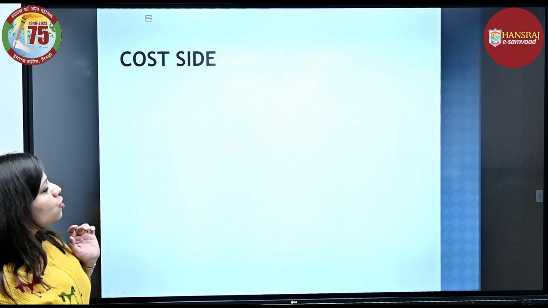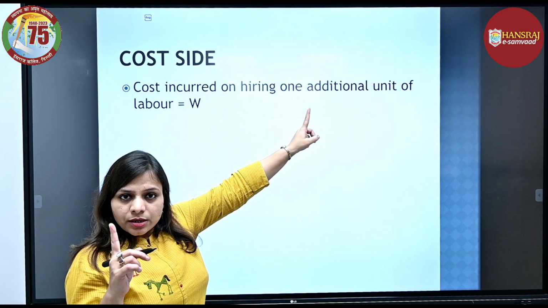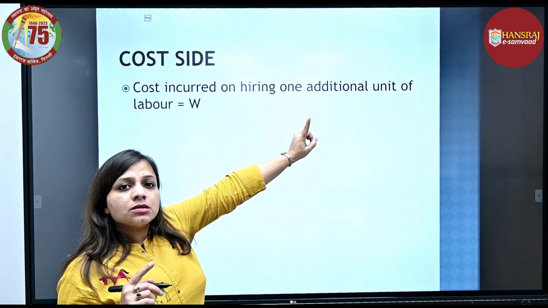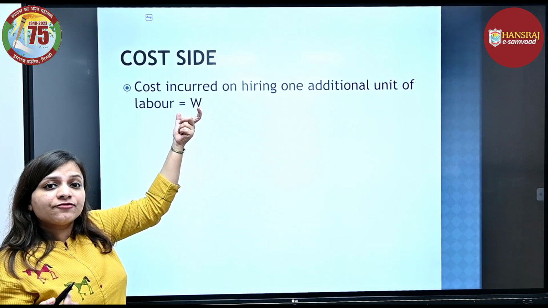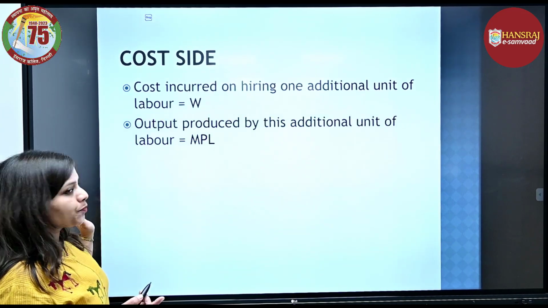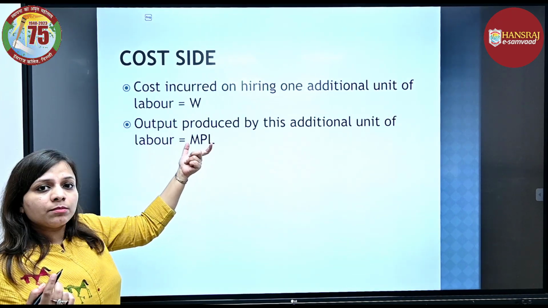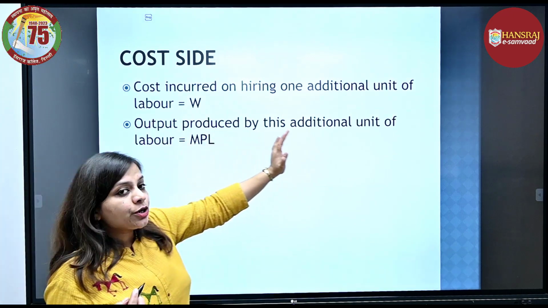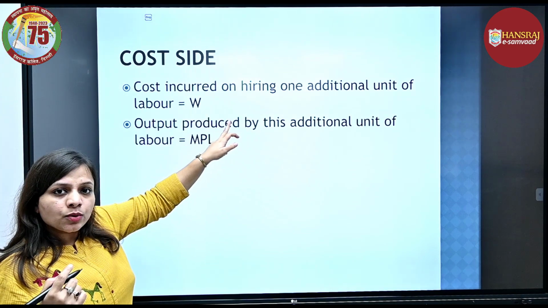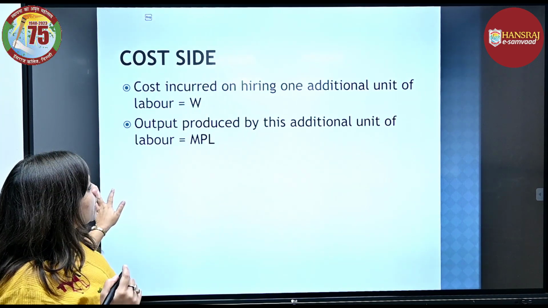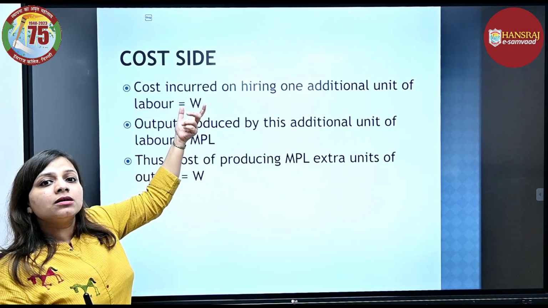Now let's come to the cost side. On the cost side, the firm is hiring one labor. So the cost that the firm is incurring on hiring one additional unit of labor is nothing but the wages that the firm is paying, that is W. And when this labor is hired, how much output is it producing? MPL units. So the output produced by one labor is MPL. How much cost went into that labor? W. So ultimately, to make these MPL units, how much cost did the firm incur? W rupees.